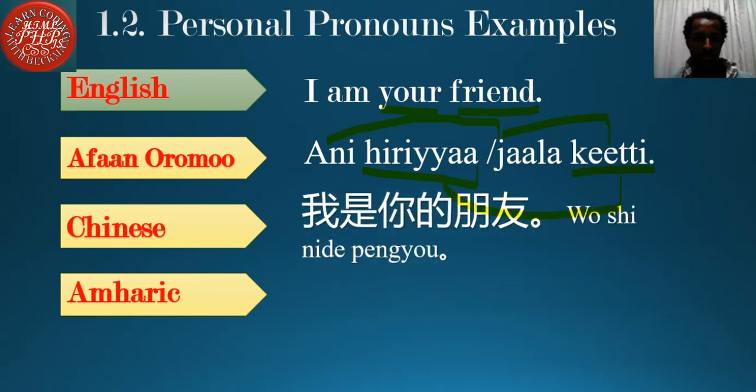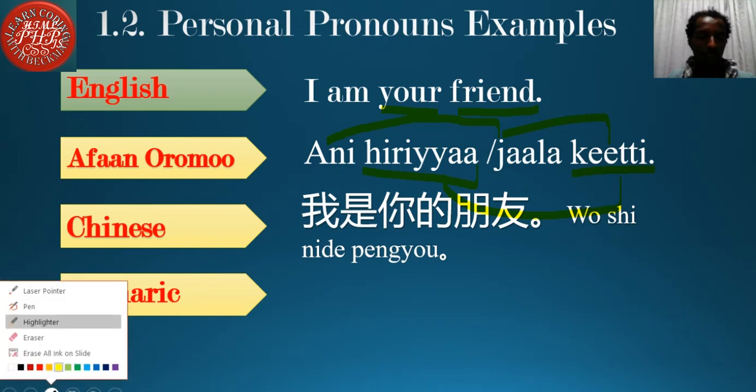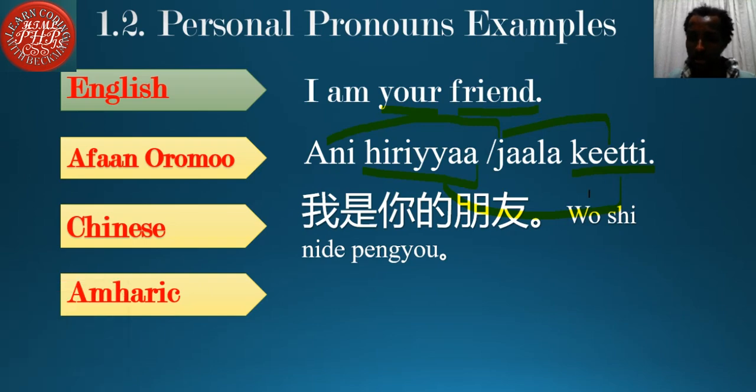In case of Chinese, we can say it like this one. Wo shi ni de peng you. As I already told you, some Chinese characters contain a tone, so I will put those tones on the main vowels. Wo contains the third tone, shi contains the fourth tone, ni contains the third tone, de has no tone, peng contains the second tone, and you no tone is needed for this one.